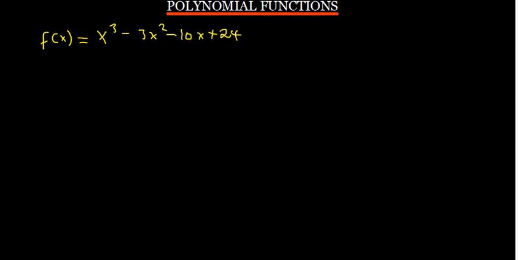If 1 fails, go to negative 1. Put negative 1 where there is x. Negative 1 to the power 3, that's negative 1. And then 3 times negative 1 squared. And then minus 10 times negative 1 plus 24. If you do your mathematics, you are going to find that negative 1, if you put it where there is x, will also not give us a 0.